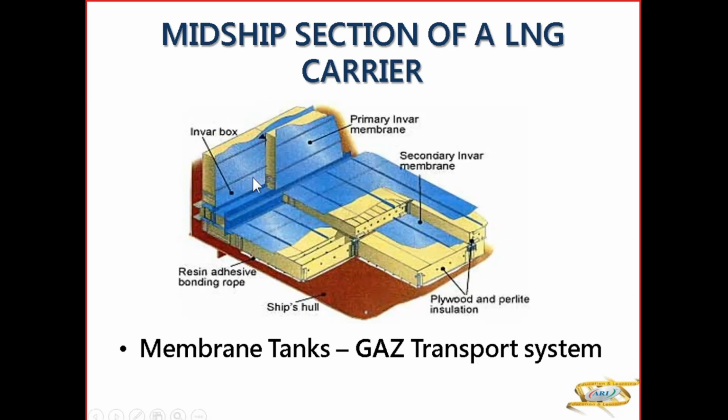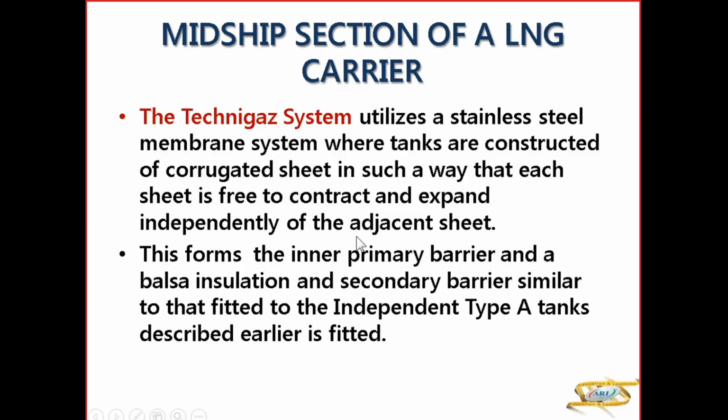Now these are the membranes, and then you have the plywood boxes filled with perlite. This is membrane, then plywood box filled with perlite, then again INVAR, the secondary barrier. That is membrane, 0.7 mm. Then you have a plywood box. This is the type of barriers for Gas Transport. Now we come to Technigaz.